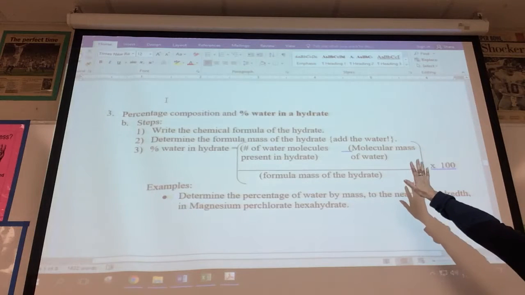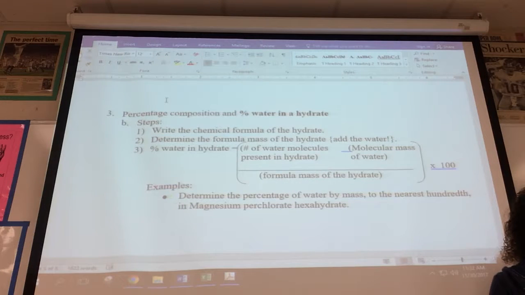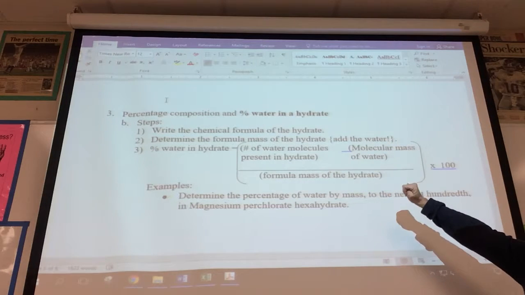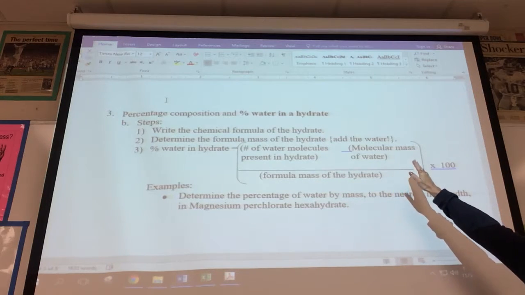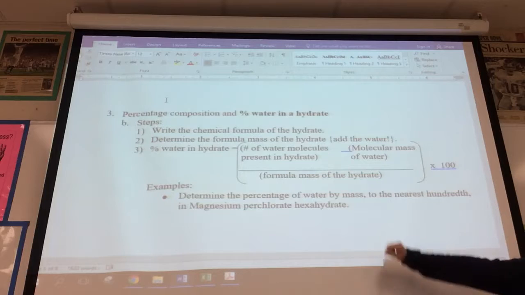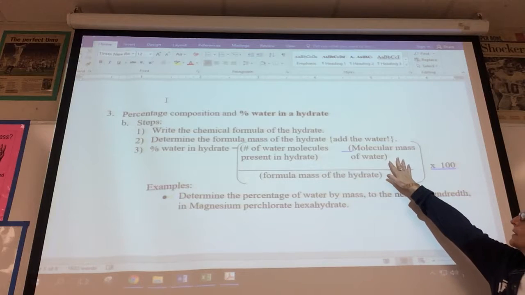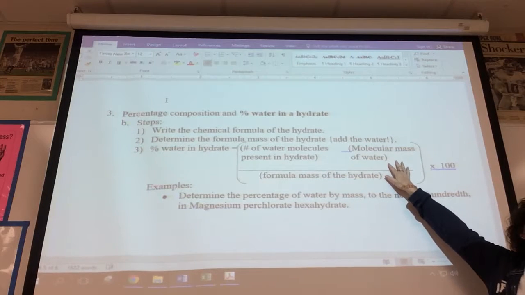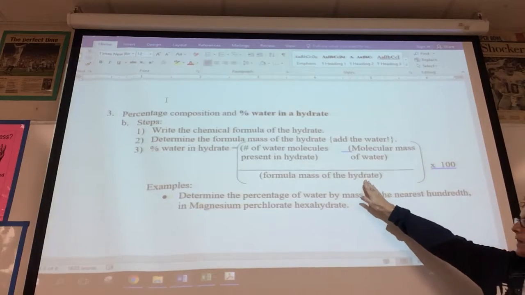So to determine the percent of water in a hydrate, you follow the same steps as we did yesterday. You're going to write the chemical formula of the hydrate. You're going to determine the formula mass of the hydrate by adding the water molecules to the anhydrous material. I'll illustrate that for you. And then the percent of water in a hydrate is how many water molecules you have times the molecular mass of water. We determined the molecular mass of water in our previous lesson at 18.015 grams per mole. And then we will divide by the formula mass of the hydrate.